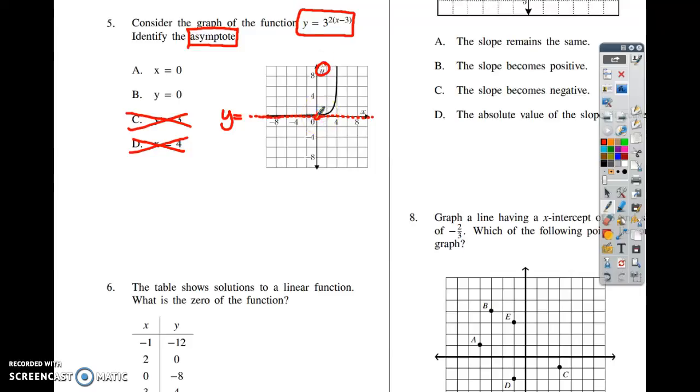So asymptotes are always going to be y equal lines. Make sure you write that down or you memorize it. Asymptotes are y equal lines.